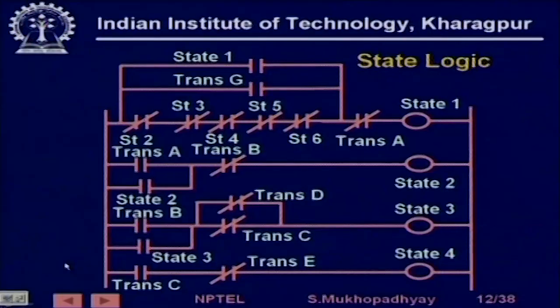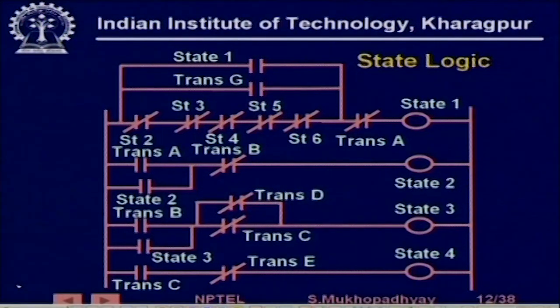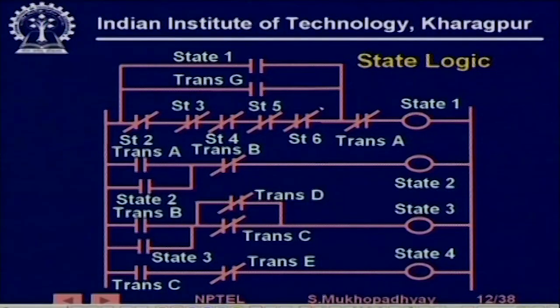Now in the next stage, transition A becomes on, and state 1 was already on. So at this point of time, we come to the state logic. Let's see what happens in the state logic. State 1 was on, and because auto push button was pressed, transition A became on. So the computation came from the transition logic to the state logic. It found state 1 is on, and it found that transition A is on. At this point of time, it found this transition on, because transition logic has already been evaluated and found to be true. Therefore, this auxiliary contact will be closed. So now state 2 will be on.